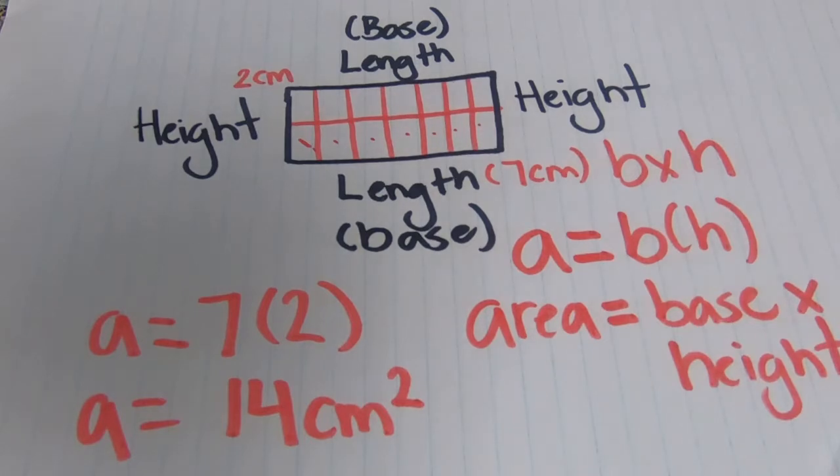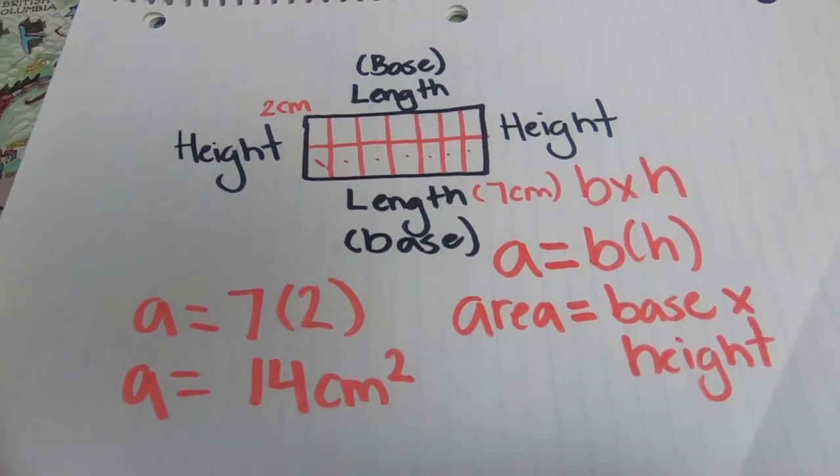So 14 centimeters squared. Now let's try one more together here. We're going to try a few of them actually, but we're going to work on a little bit of a different variation of the rectangle. So let me just flip my page here.